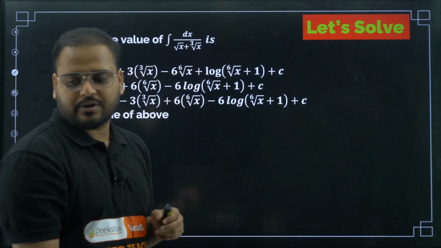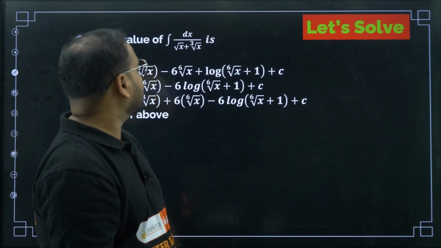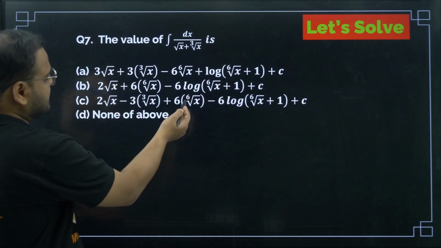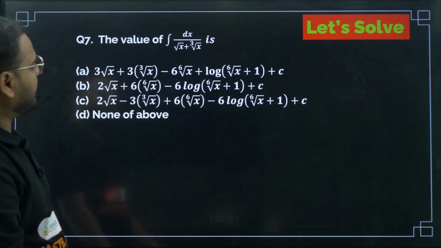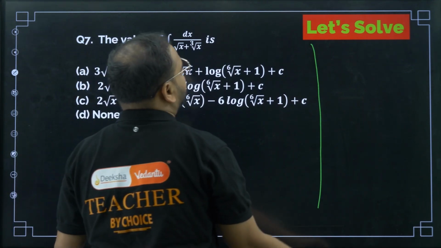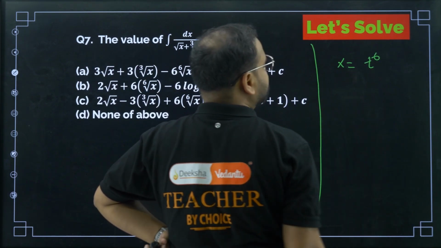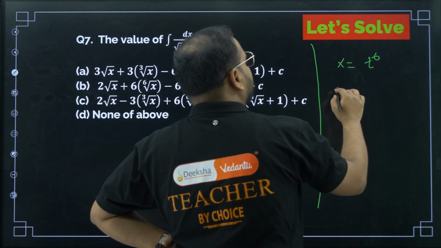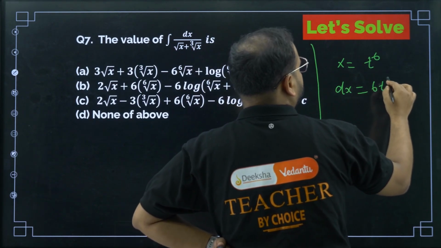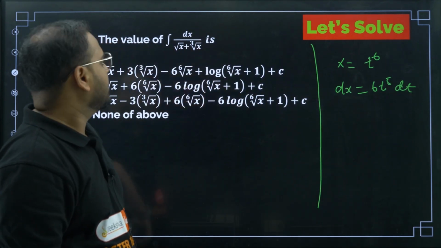Question number 7. Okay, chaliye. Value of dx upon square root of x and then cube root of x. All right. See here, something like x power 6 is coming in the options. So let me just take some substitution over here. I'll take x equals t power 6. Differentiated, I get dx equals what? Tell me. 6 t power 5 dt. Right? So this integration will become what?